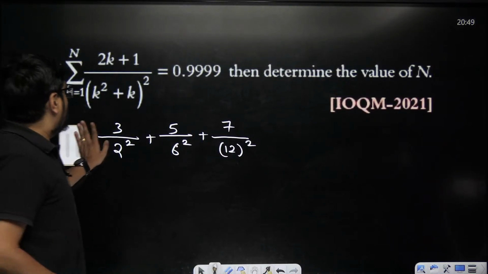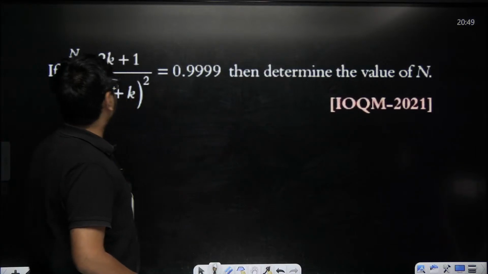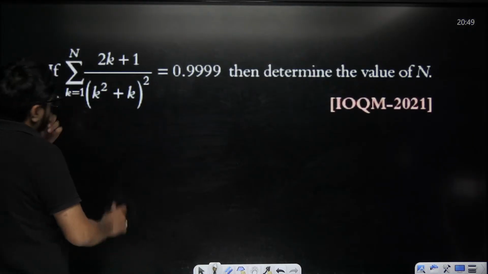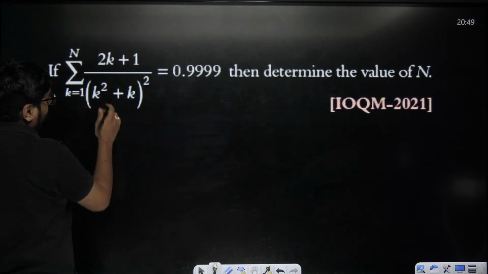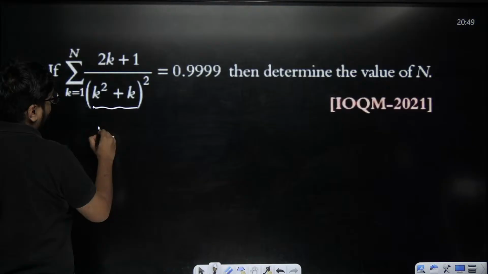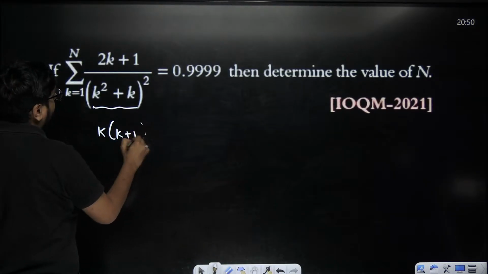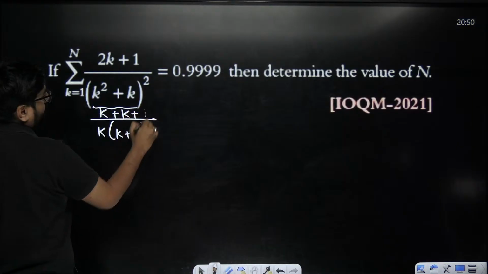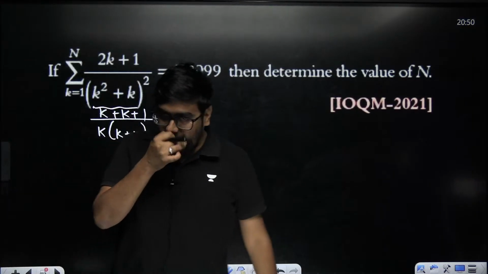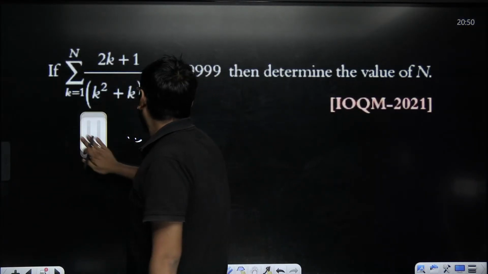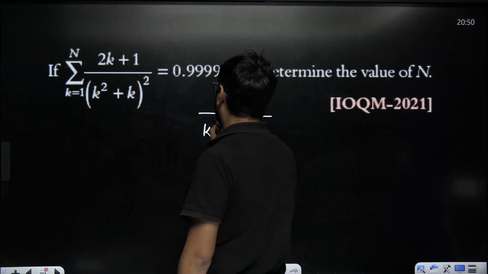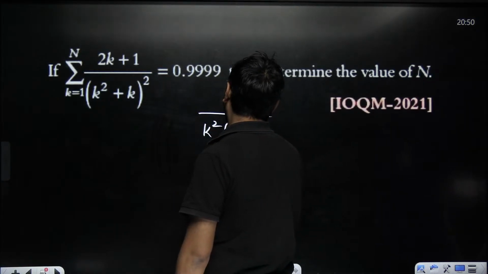So we will have to simplify it a little bit, obviously. But how? If we take k common from the denominator, we'll have k plus 1, right? And this 2k plus 1 also can be written as k plus 1. That's the first thought of approach that we can do. So in the denominator I have k square into k plus 1 whole square. Can I write it?